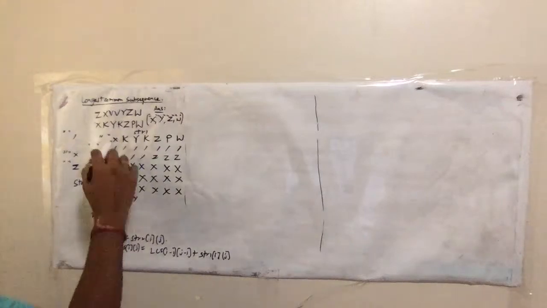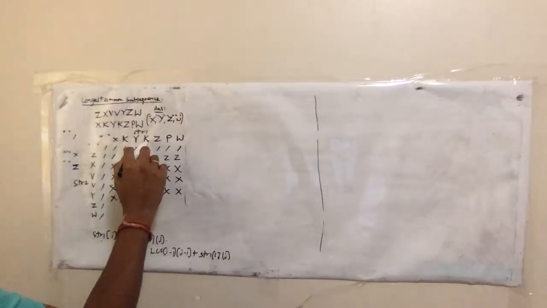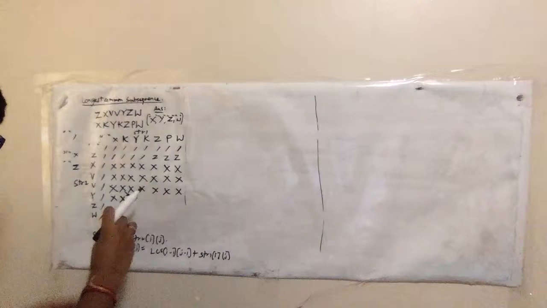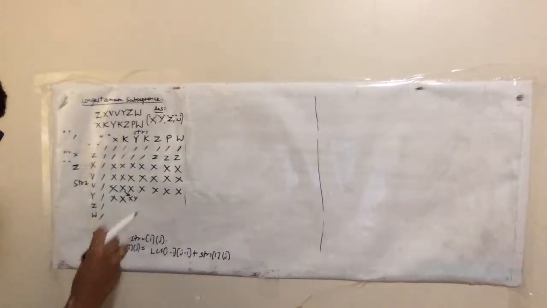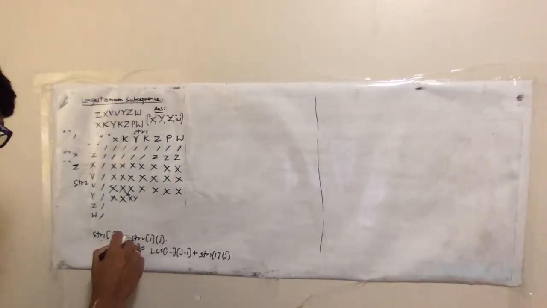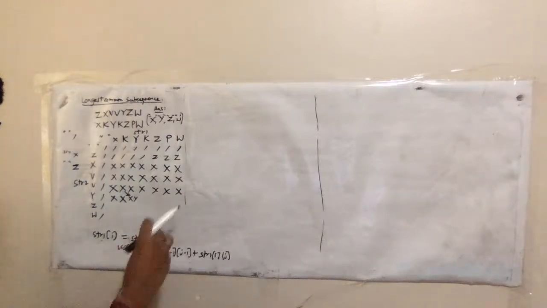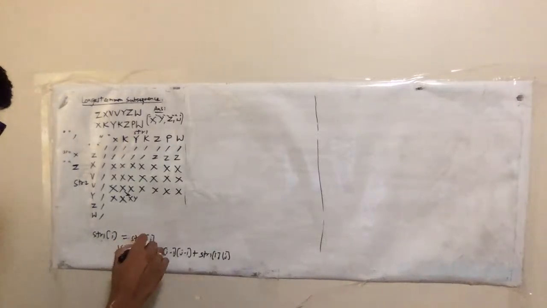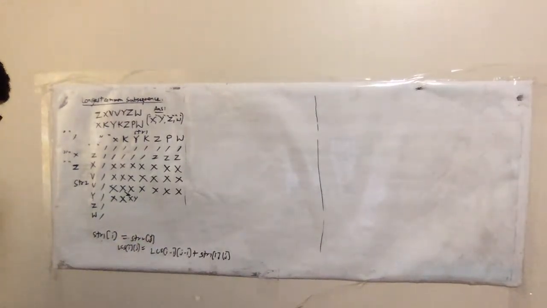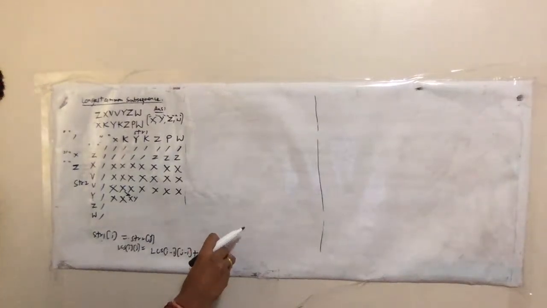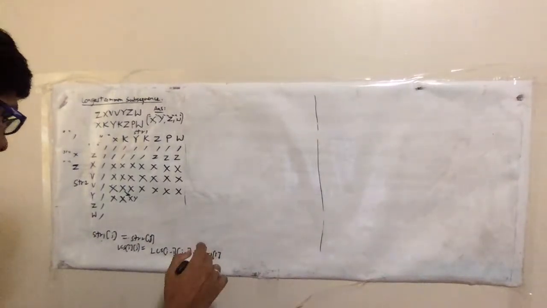Did I miss anything here, or string 1? So string 1 of, oh sorry, this is strings, this is not array. So string 1 of I is equal to string 2 of some j. Okay, so this would be string 1 of I.